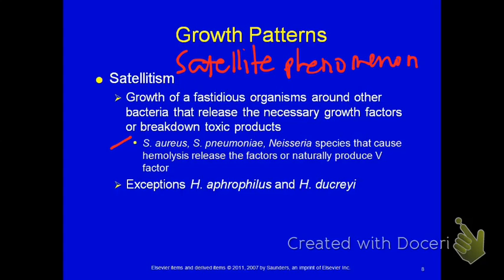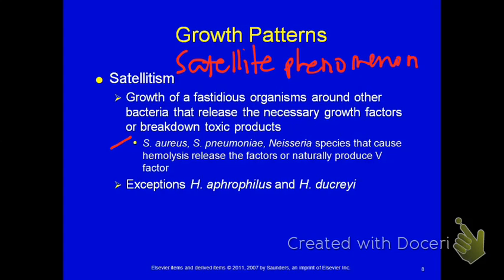Okay, so satellite phenomenon is the growth of fastidious organisms around other bacteria that release the necessary growth factors or break down the toxic products. Or in other words, it is defined as the confluent growth of Hemophilus species, except for Haemophilus aphrophilus and ducreyi, in blood agar plate beside the colonies of S. aureus and S. pneumoniae or other organisms.